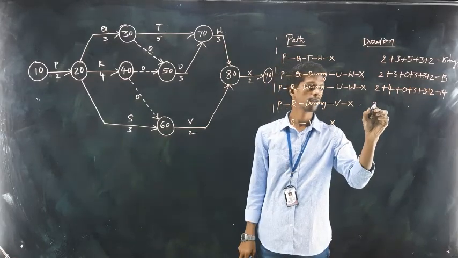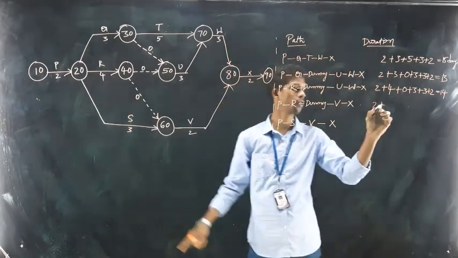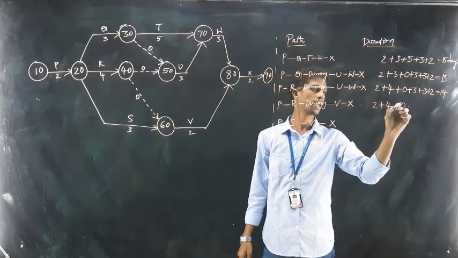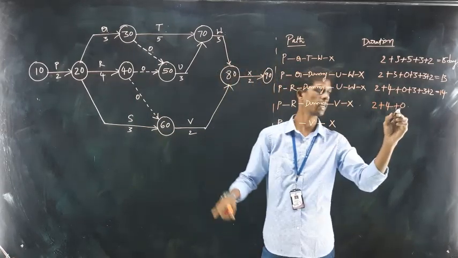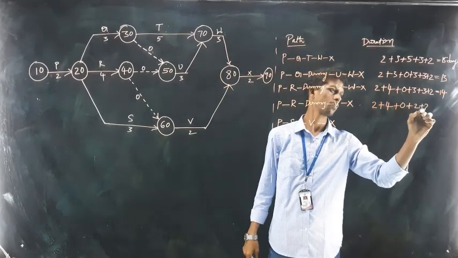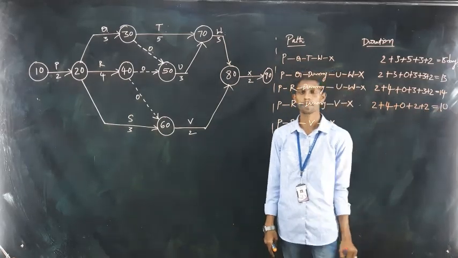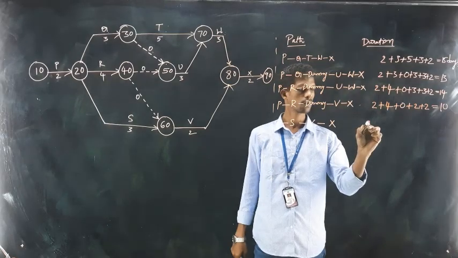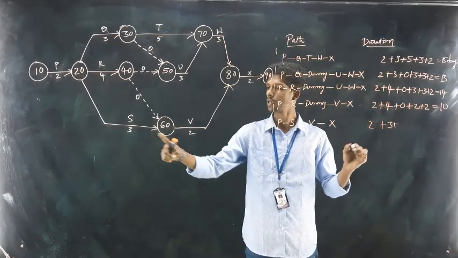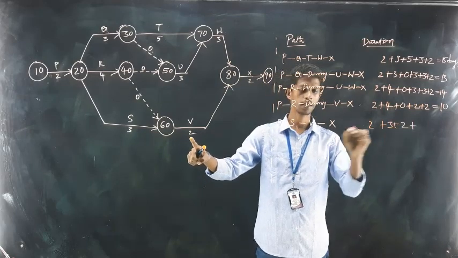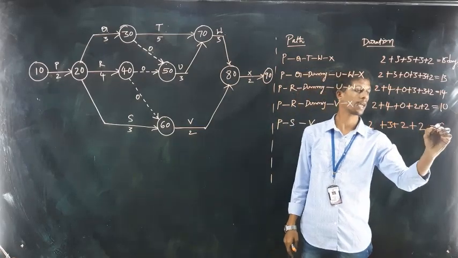Next one starts with P, follows R. R carries 4 days and the dummy carries 0, then V X. V carries 2, X carries 2. So the total is 6 plus 4, 10 days. The last path: P carries 2 and S carries 3, next V 2 days, next X 2 days. That is 9 days.